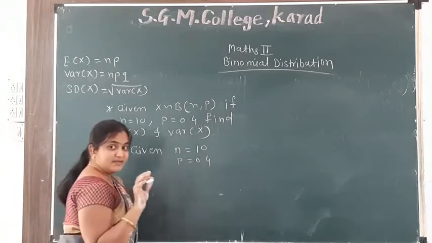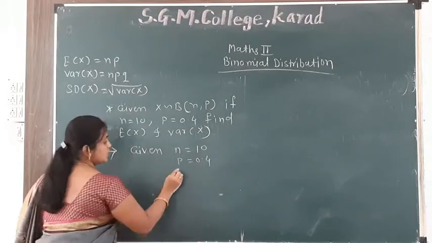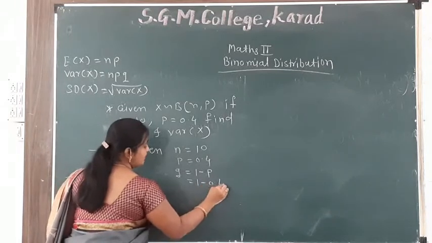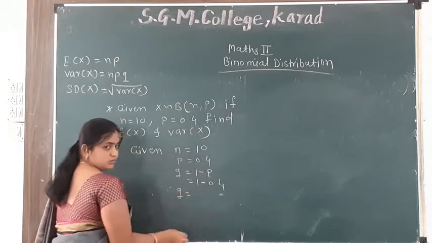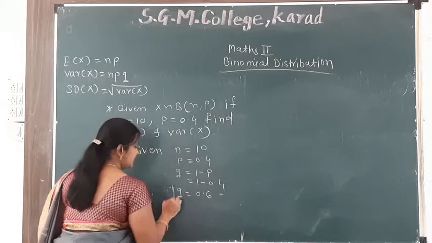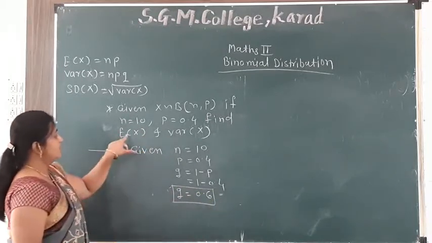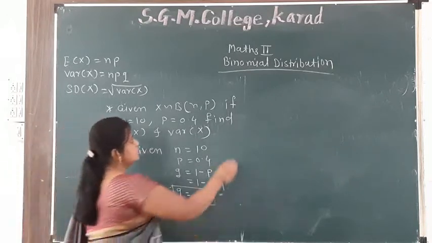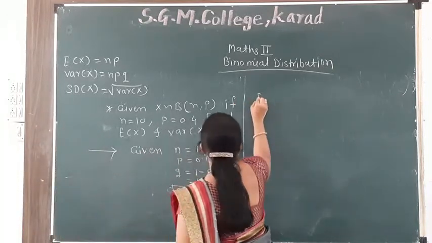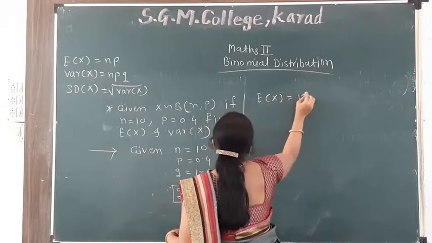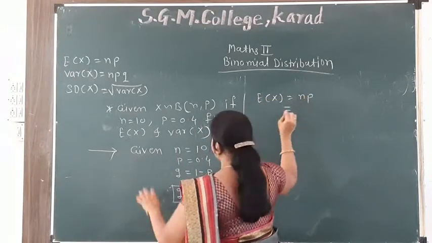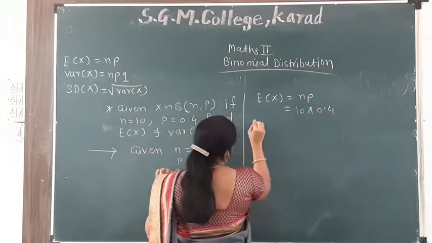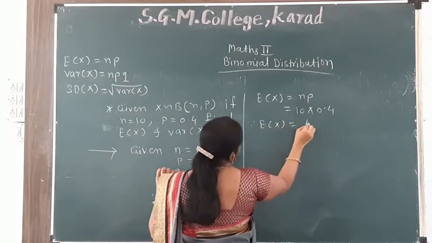We know that we need to find the probability of q. So q is equal to 1 minus p, so 1 minus 0.4. So we get q is equal to 0.6. This is my q. Now I want the mean of binomial distribution of x. So the formula is E of x is equal to n multiplied by p. What is the n here? The n is 10. What is p here? 0.4. So E of x we get here 4.